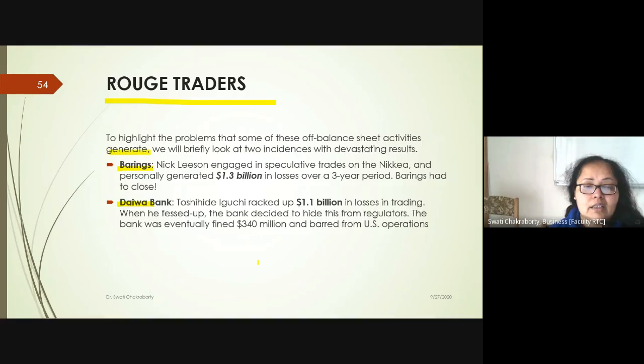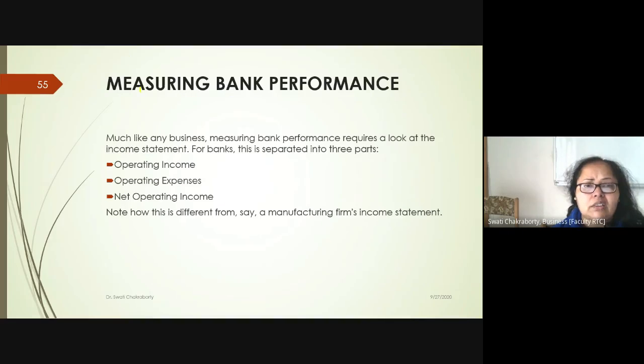And the next is at Daiwa Bank, where Iguchi racked up $1.1 billion in losses. And when he actually fessed up, the bank decided to hide this from the regulators. And so the bank ended up eventually being fined $340 million and barred from all US operations. So these are some of the examples of what happens because of these off-balance sheet activities.